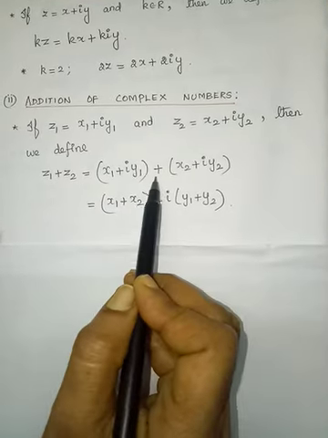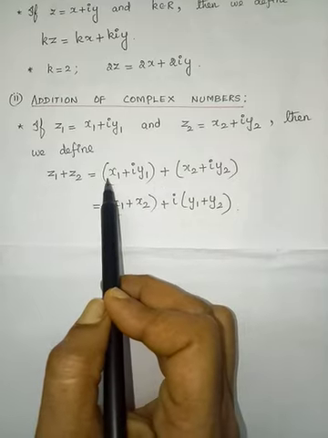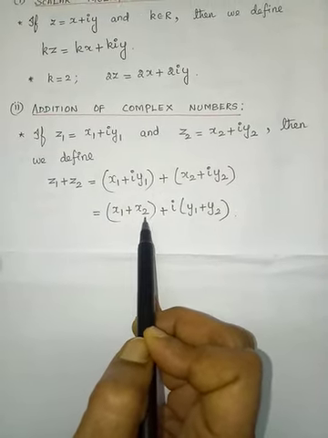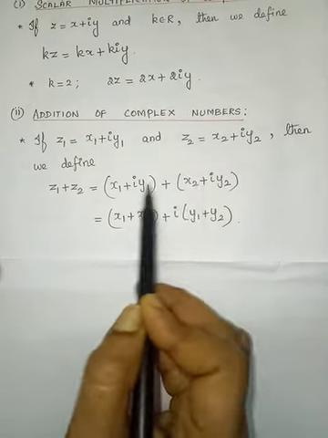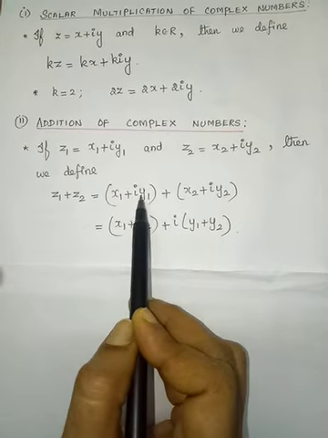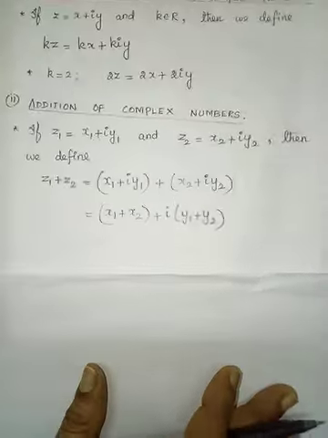Here, the same way as usual, we have to add the like terms. So x1 is added to x2, x1 plus x2. These two terms having i, I have taken i as common, so the answer is y1 plus y2. It's the addition of two complex numbers.